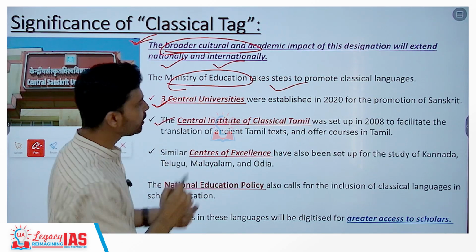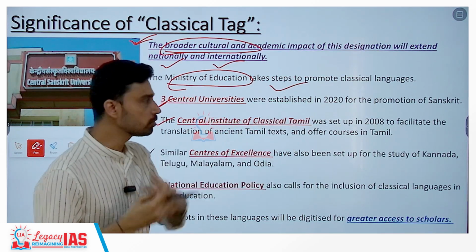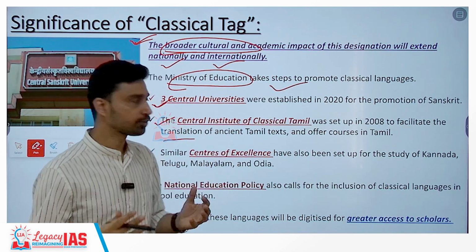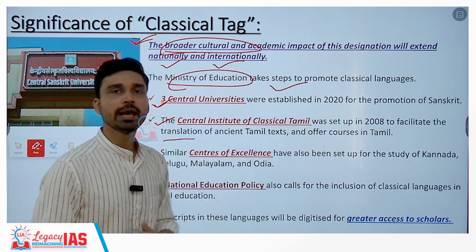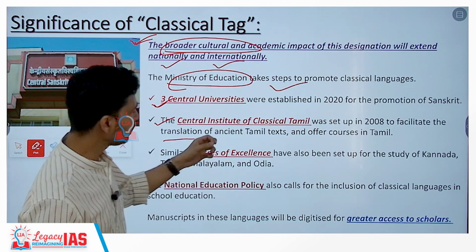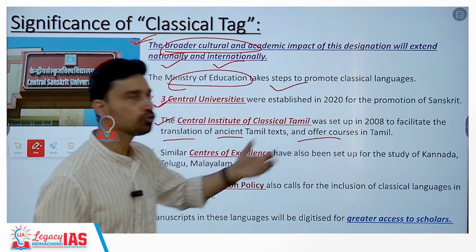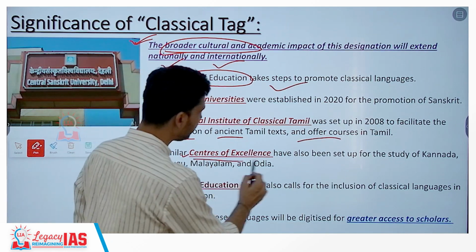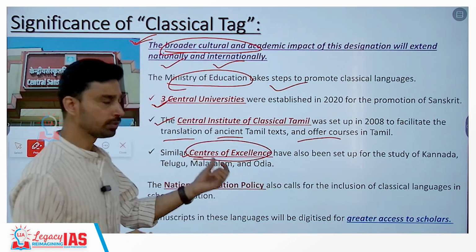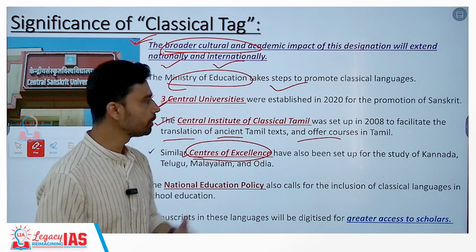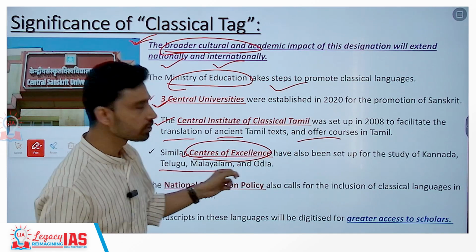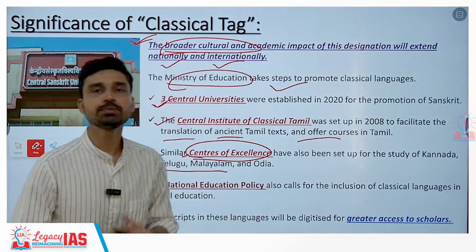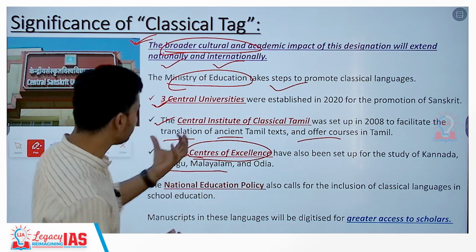Similarly, the Central Institute of Classical Tamil was set up in 2008 to facilitate the translation of ancient Tamil texts into different languages, so that people can understand them, and also to offer courses in the Tamil language itself. Similarly, centers of excellence have been set up for the study of other classical languages such as Kannada, Telugu, Malayalam and Odia. So, these are the steps taken by the Ministry of Education to promote a classical language.